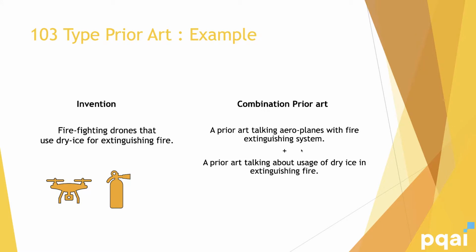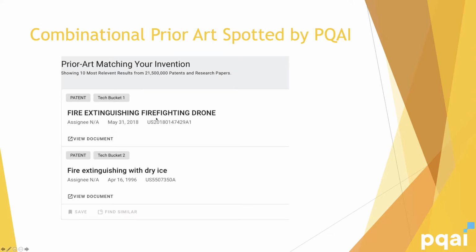So when we put this invention itself in plain English language in PQAI, then you would see that a number of different combinations are suggested, one of which, as you can see, shows exactly this kind of a combination, where one document is saying it's an aircraft that fights fires, but it doesn't say anything about using dry ice, and there is another document which shows using dry ice is one way of tackling fires.